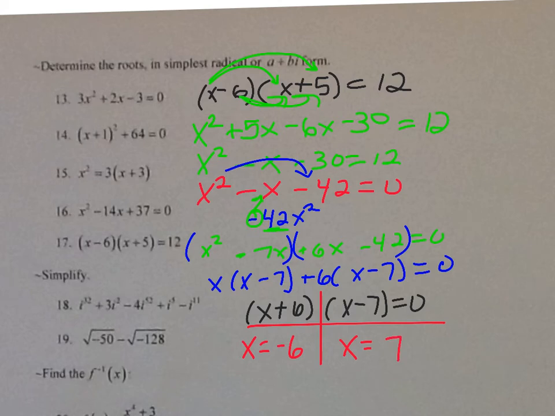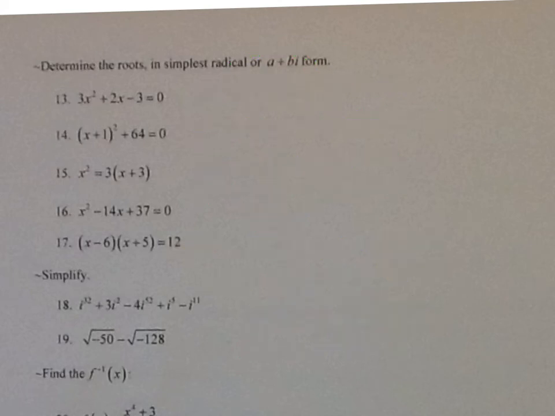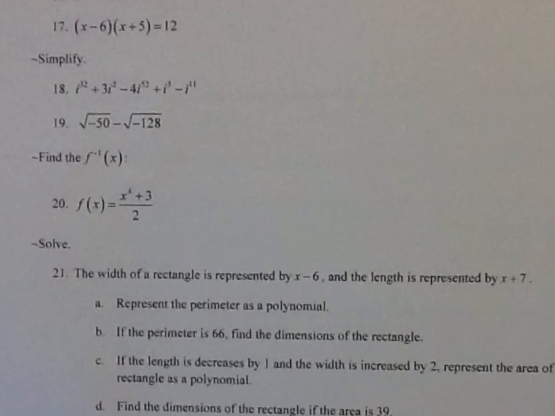Okay, so let's take a look at number 18. Number 18 says to simplify, so I have powers of i. I to the 32 power is 1, plus, and then we have 3i squared, that's negative 3.